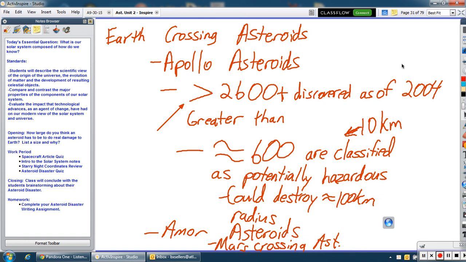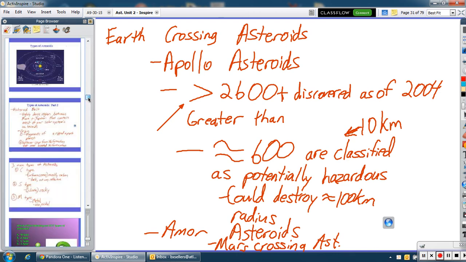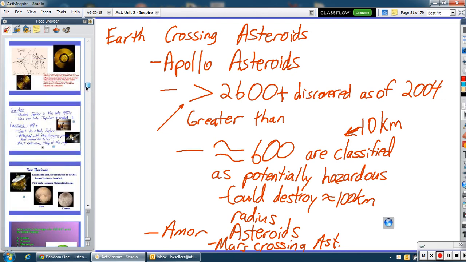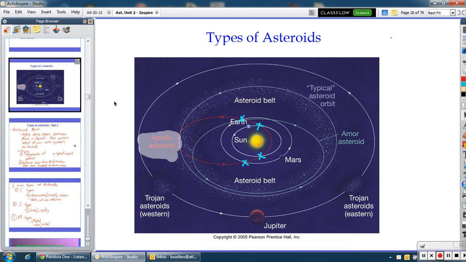Amor asteroids are asteroids that are Mars crossing. Now, if you look back to this diagram, and I'll show it, for the Apollo asteroids, you've got to find Earth's orbit here. Apollo asteroids are this red line here. So they will cross Earth's orbit. Now, Apollo asteroids will also have the potential to cross Mars's orbit, so they could impact into Mars as well.